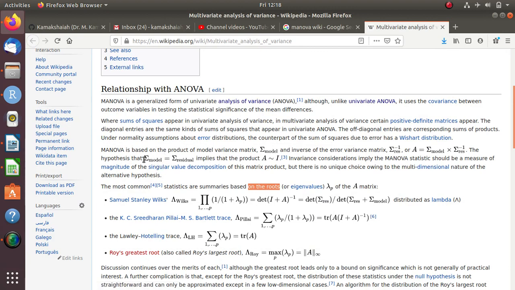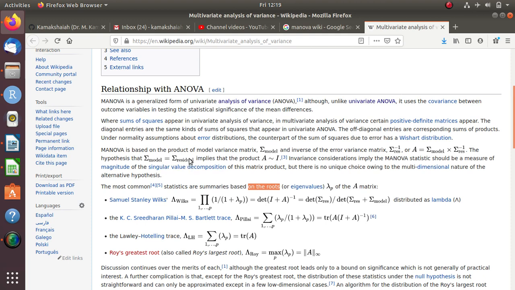Now the null hypothesis for MANOVA is that sigma of the model, our assumptions, is equal to sigma of the residuals, the error. The covariance is actually the variance explained by the model. Suppose you have your assumption, and the variance is the amount of information which is supporting your assumption. That is what is called the model.